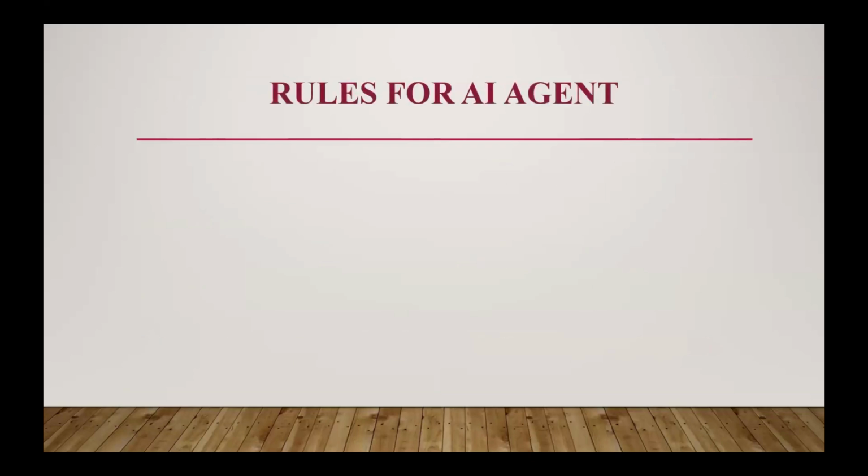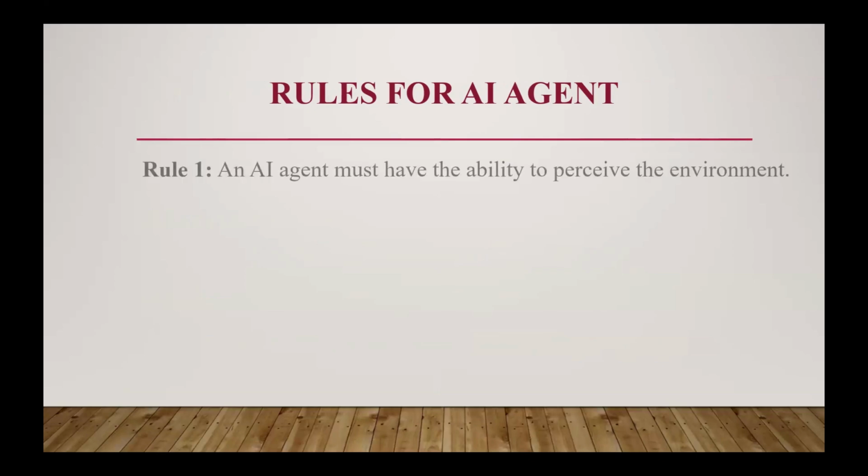Let's understand what the rules of AI agents are. Whenever an AI agent is present, it should follow certain rules and regulations. There are four rules available. Let's start one by one. The first one is that an AI agent must have the ability to perceive the environment. As we know, the environment is the world except the agent. The agent must have the capability to perceive or receive what is happening in the world. That's why it has the capability to perceive the environment state, what is going on in the environment.